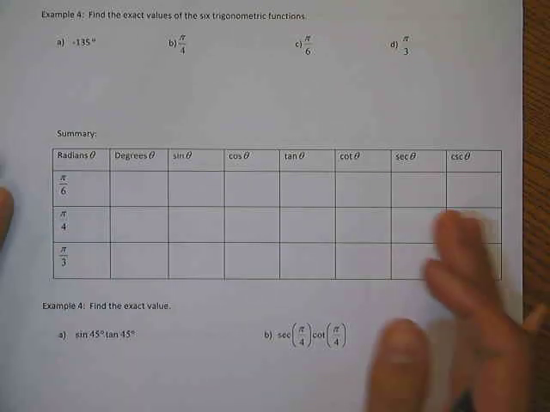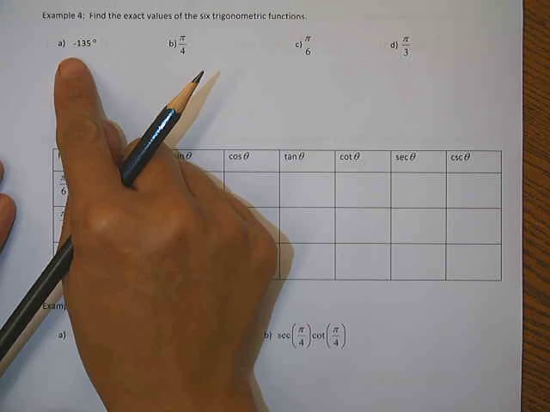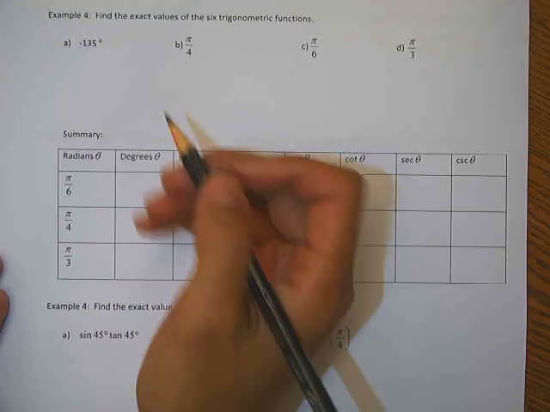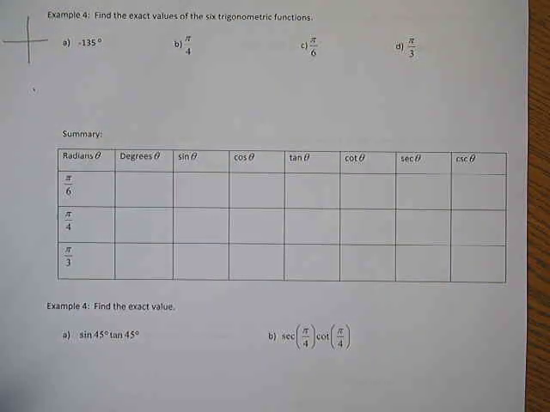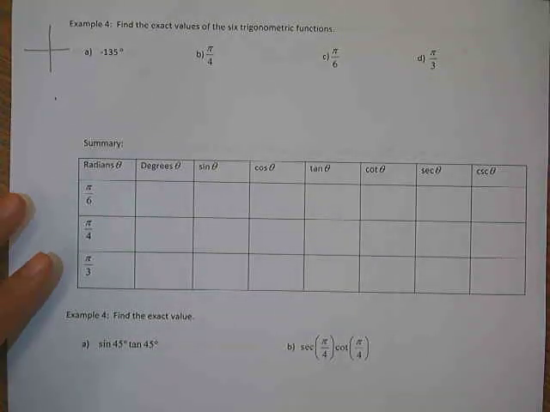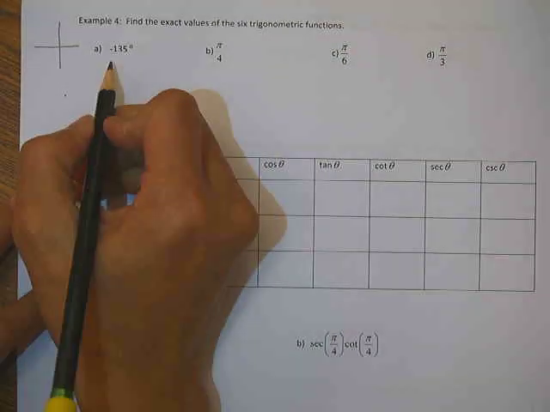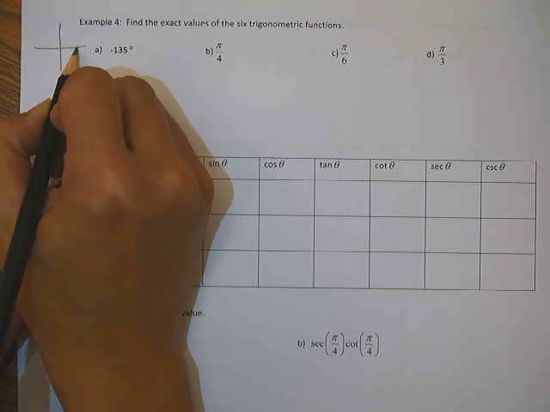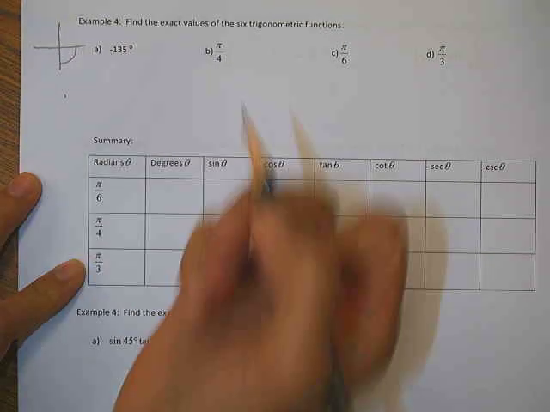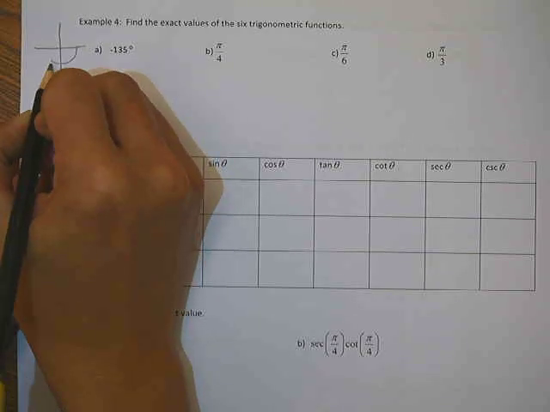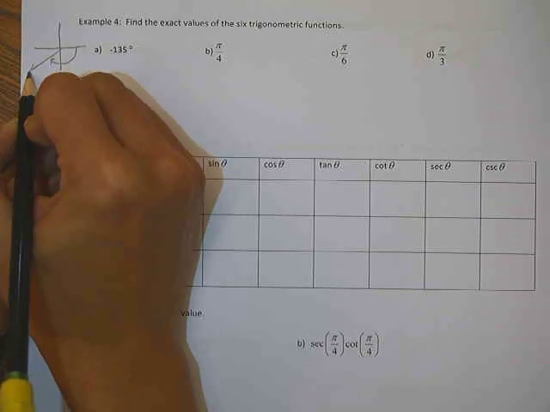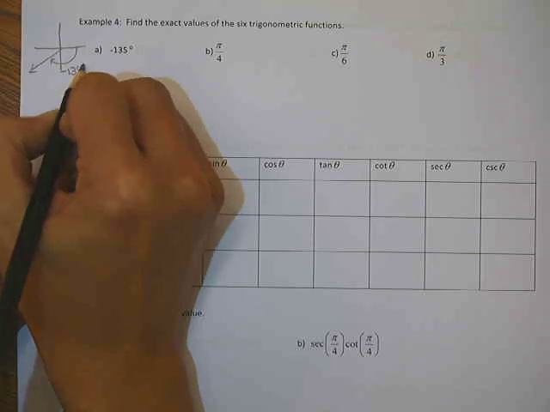All right, here we go. I'm giving you a negative 135 degrees, and guys, sketch it out. If you have no idea where this is located, draw it out. So for negative 135, I'm going to go clockwise. Here's negative 90 degrees, and I need to add another 45 degrees to have a negative 135.